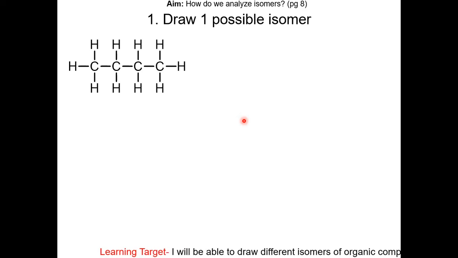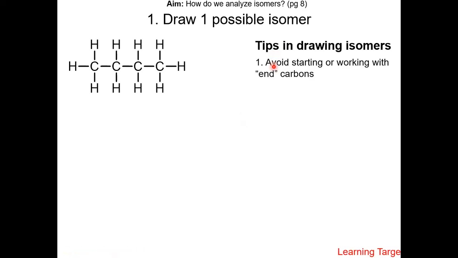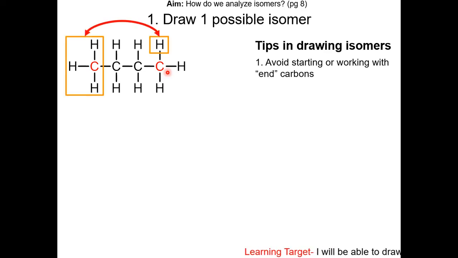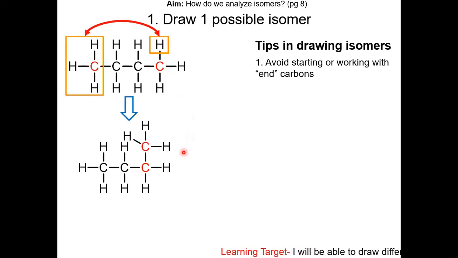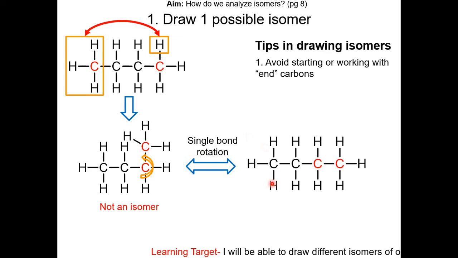Now I'm going to go over how to draw an isomer. Let's look at question 1. Tip number 1, avoid starting or working with end carbons. I highlighted the end carbons red. Let's say you want to switch these two groups. You'll get this compound. This is not an isomer because if you rotate this bond, you'll get the same molecule.